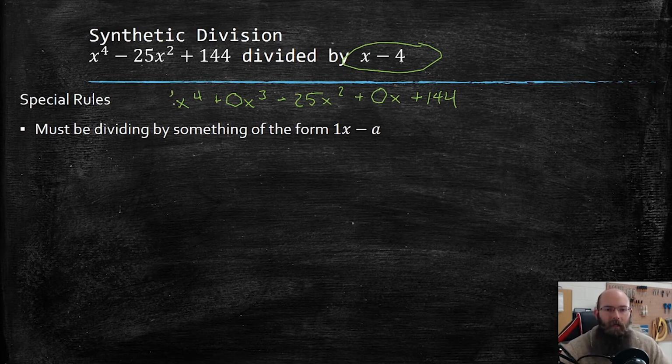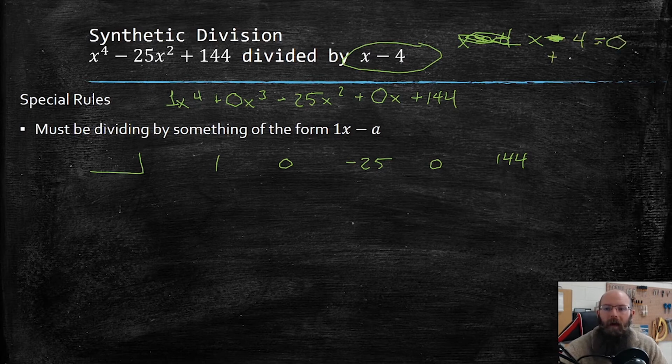Now all of these coefficients, I'm going to take all of them and just list them. 1, 0, negative 25, 0, and then 144. I'm going to put this little half box off to the left. this x minus 4, I'm going to solve this for x. So x minus 4 equals 0. I want to add the 4 over. So x equals positive 4. That positive 4 is what goes in my little half box.